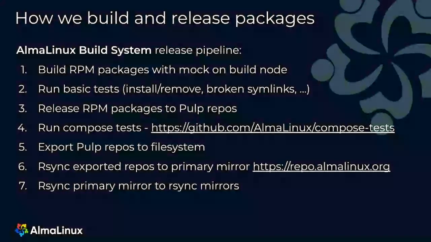It's the same compose tests that CentOS Stream uses, and actually we contributed several pull requests to it last year. So we use them against Pulp repos. We export Pulp repos to the file system. Then we push these repos to our primary mirror. And from this primary mirror, we push to our rsync mirrors around the world. I think it's about 430 of them currently. Kind of.